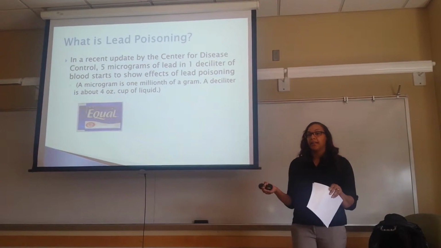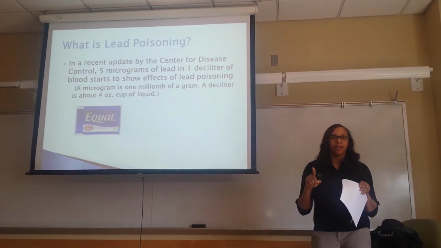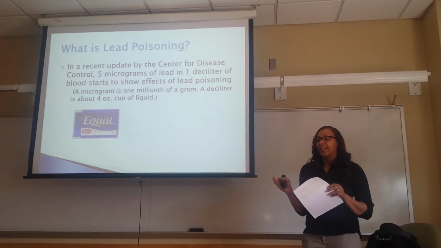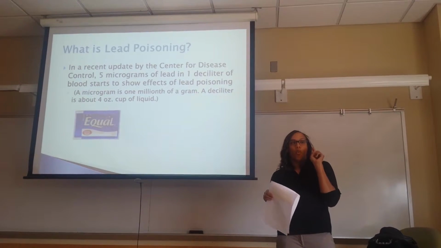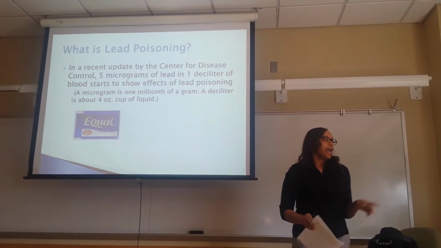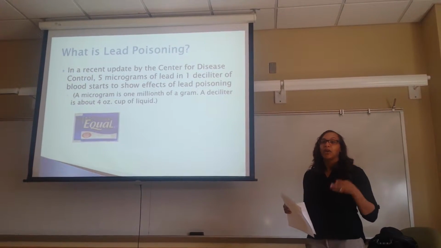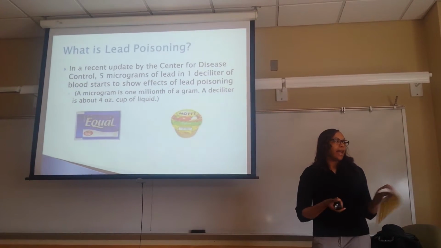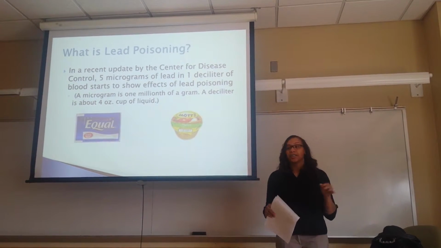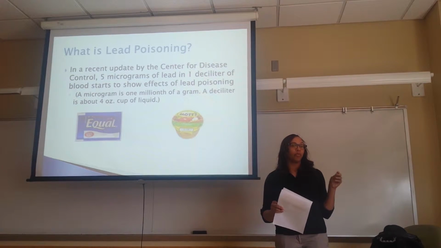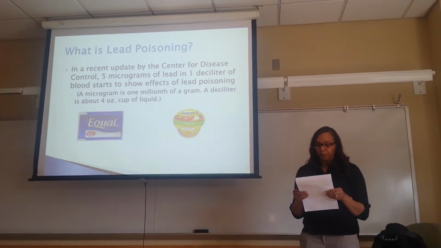So, to get a better understanding of these units, a microgram is 1/1,000,000th of a gram. Think of the size of an Equal packet. That packet has 1 gram of the sweetener inside of it, and 1/1,000,000th of that is 1 microgram. And a deciliter is 1/10 of a liter, and to make it more user-friendly, it's about 4 ounces. Has anyone ever seen the Mott's applesauce cups? That's about 4 ounces. So all you need is 5 micrograms per deciliter, and you start having effects of lead poisoning affecting your brain. That's ridiculous how microscopic and small that is.